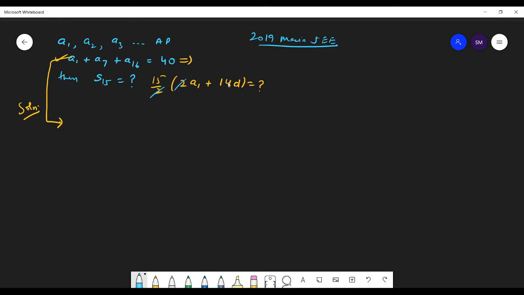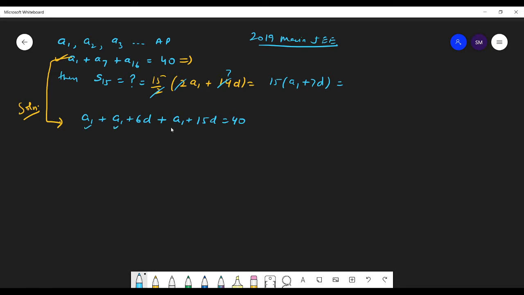You can just cancel out 2. So S15, that you are supposed to find, will be equal to 15 into (A1 plus 7D). So that will be your S15, right? So what is A1? A1 plus what is A7, students? A1 plus 6D. Then what is A16? A1 plus 15D. Good. So that's equal to 40.